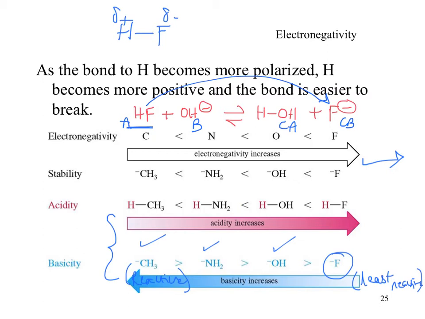Now, the next question is, how do you know whether the forward reaction is more predominant or whether the backward reaction is more predominant? In order to do that, you have to make a call in terms of what is a better acid.